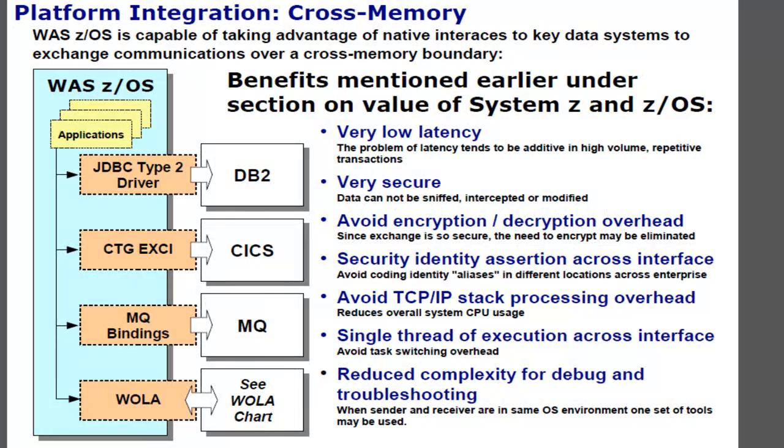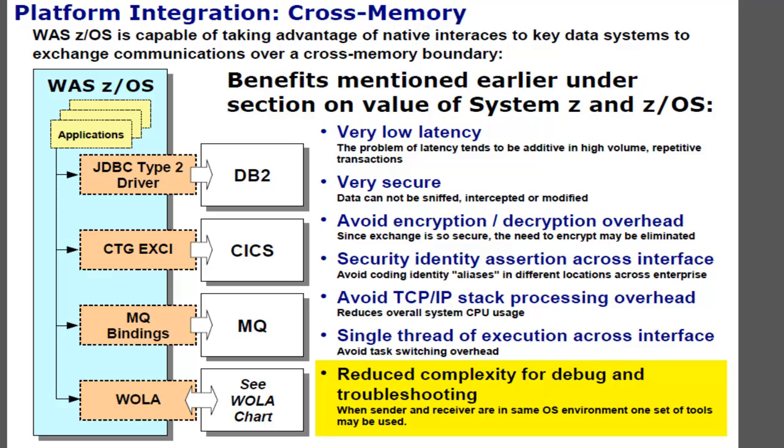Here is chart 35 from that presentation deck, and here are the bullet points that we like to cite for the value of co-location. Latency was one of them that we mentioned. It's also extremely secure. You're going cross-memory. There's no chance whatever to do any kind of sniffing of the data going between the application and the data. And the other bullets you can read down through as well. A lot of them have to do with avoiding overhead associated with network protocols.